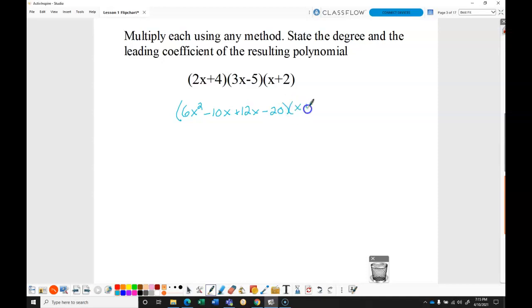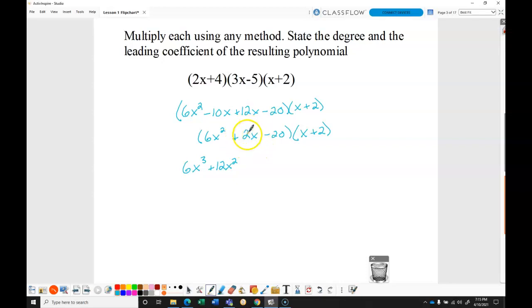Now I haven't used this x plus 2, so I have to remember to keep writing that till I use it. I do have like terms here in the middle I can add together, so that's what I'm going to do next. 6x squared plus 2x minus 20. And I still have that x plus 2. And now, just like that first problem I did, we're going to use the extended distributive property here. I'm going to do 6x squared times x, and I get 6x cubed. I'm going to do 6x squared times 2, so that's 12x squared.